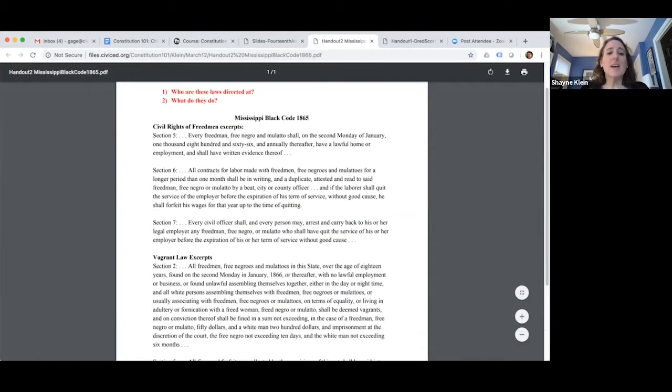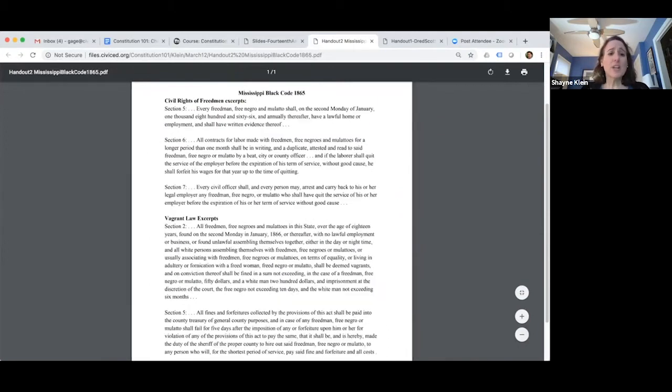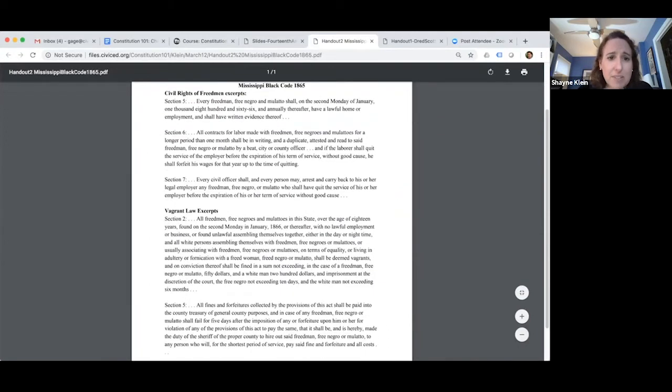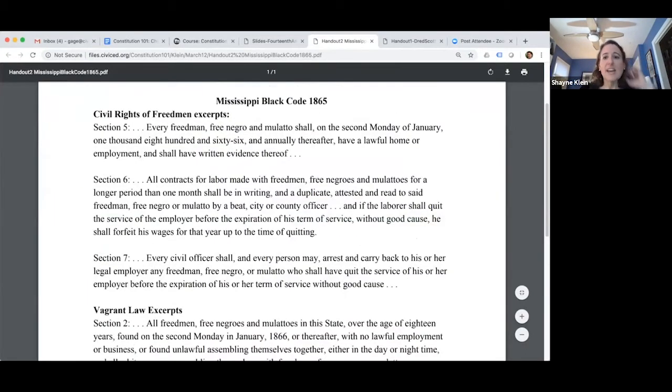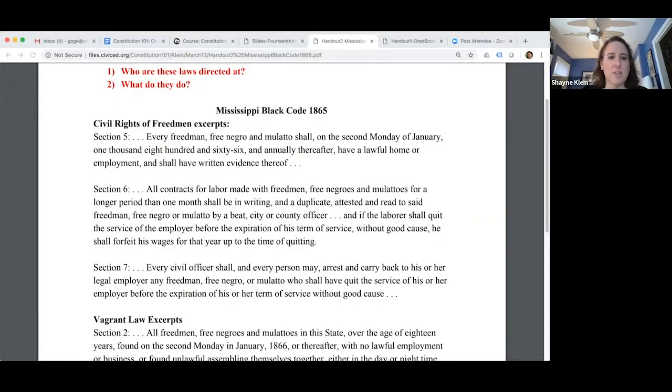Okay, so what I'd love for y'all to do, maybe it's a little tiny on your screen, we can maybe blow it up and look at the first part first of the Civil Rights of Freedmen excerpts, thank you. If folks in chat would just say, what do they notice about what Mississippi seems to be doing here? What does this law do? In particular, what do you see going on in Section 7 as well?